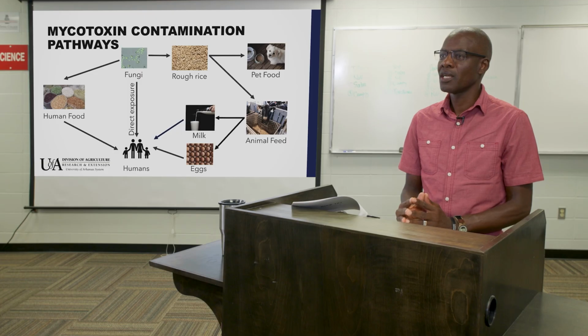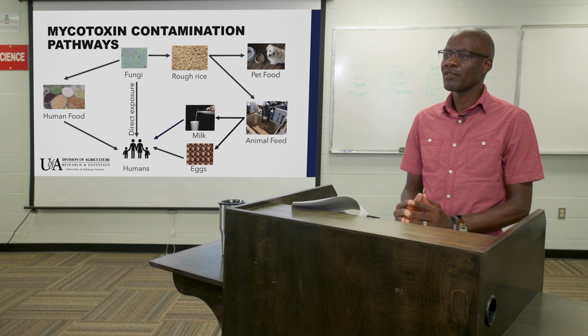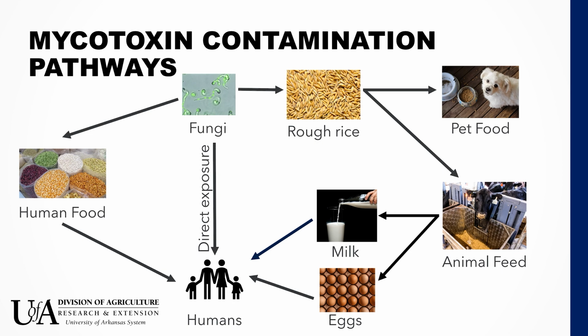Part of that rough rice could also be used as animal feed, and if it's contaminated, then we can see some of that toxin finding itself in the milk or egg products, or basically the byproducts from the animals. And whenever those are consumed, eventually it affects the human. Or it can easily also fall directly on the human.